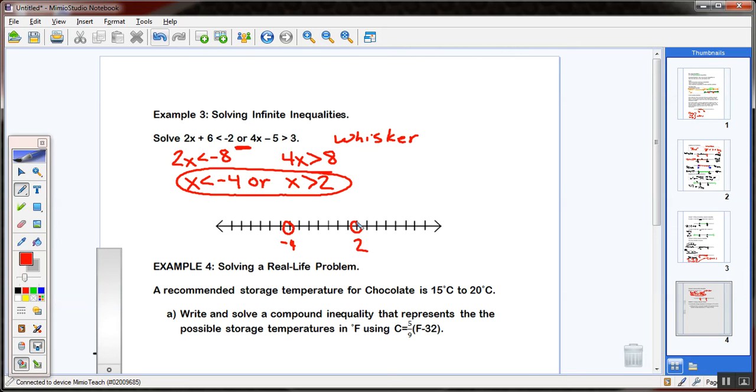Whisker or interval, kids? Meow. Okay, that was bad, I guess. Nobody laughed. Excellent, kids. One more example to go. We'll apply this to some real life stuff, okay?